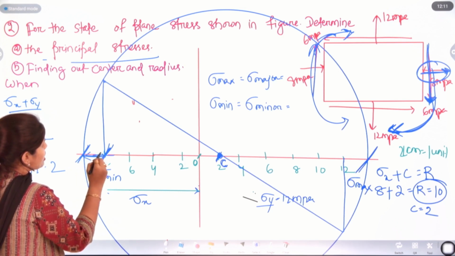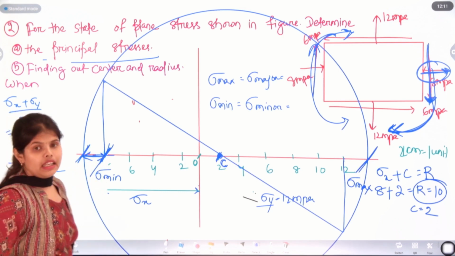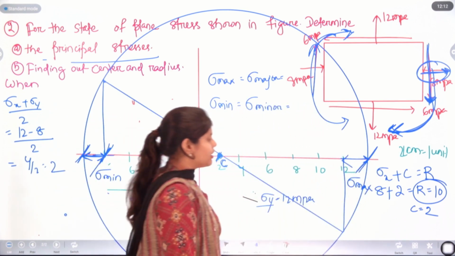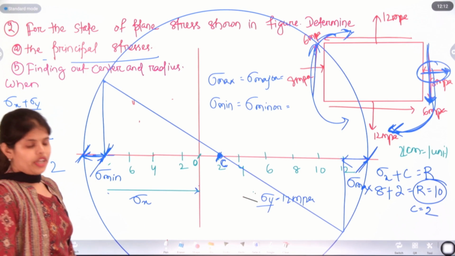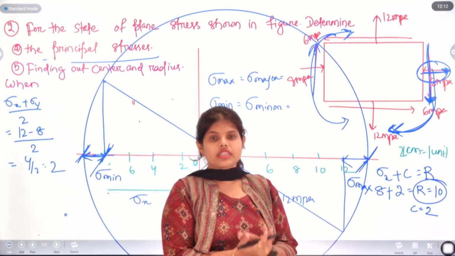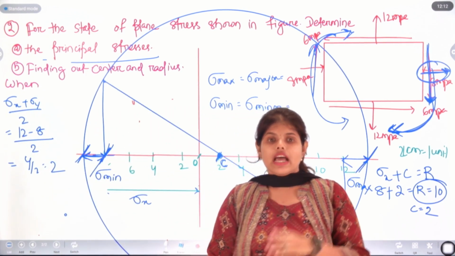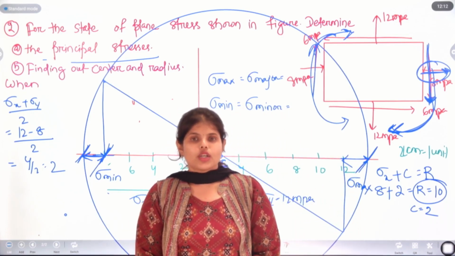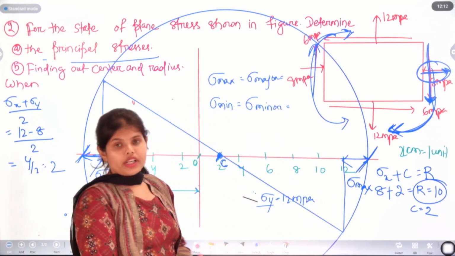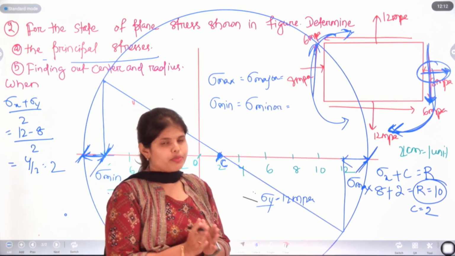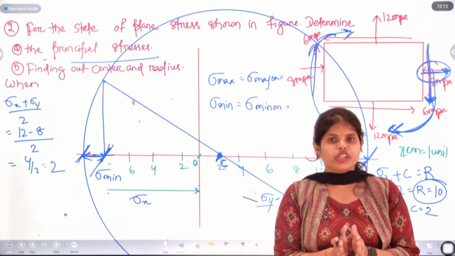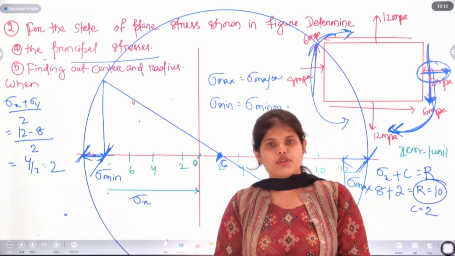We can measure it using a scale and put the values, right? So in this question we have found out the center and radius of those stresses and what the principal stresses will be in this case. We already solved two numericals, two different types of numericals. In our next classes we will solve more numericals and different kinds of numericals.